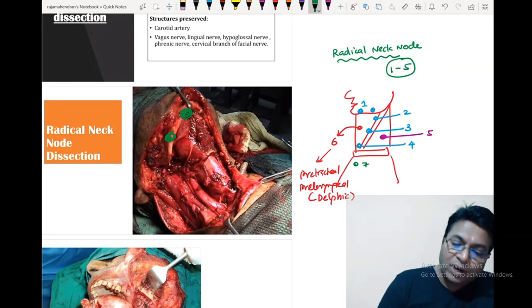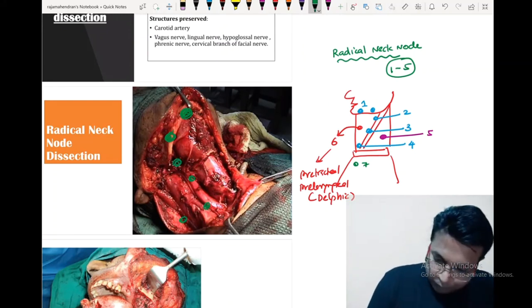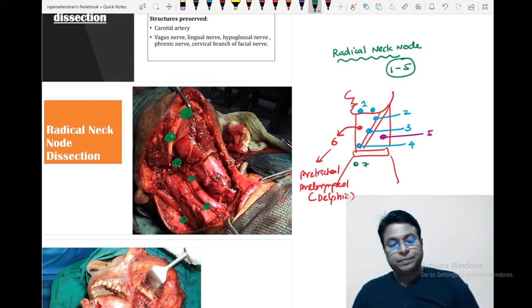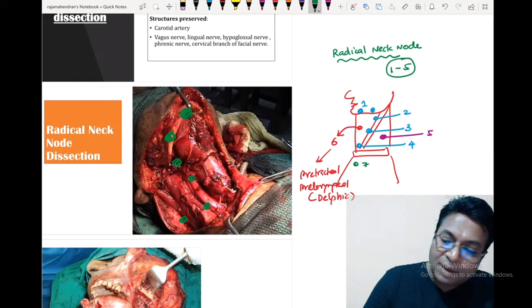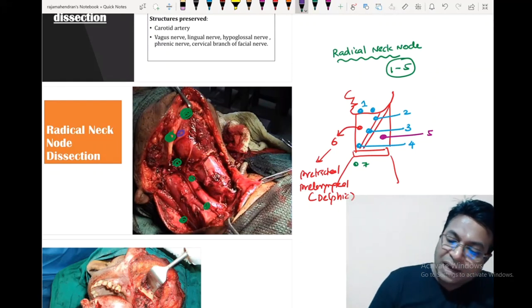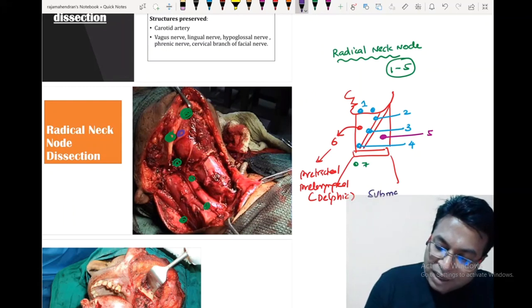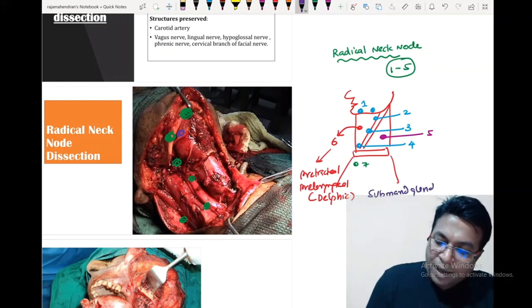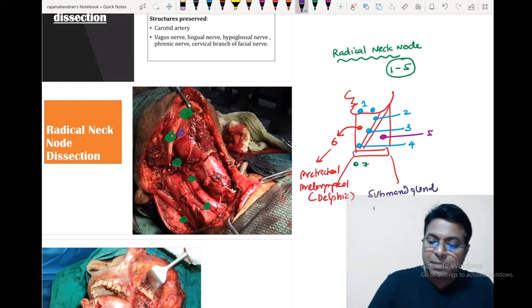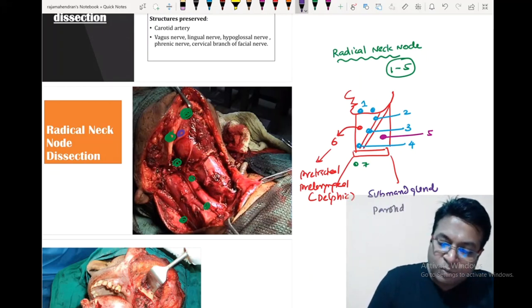Submental, submandibular nodes removed, upper jugular, middle jugular, lower jugular removed, posterior group of nodes removed: 1, 2, 3, 4, 5 nodes removed. And also, you can see, I have removed the submandibular gland. What else will I remove? Submandibular gland is removed. I also removed, very important, please remember, part of the parotid gland.